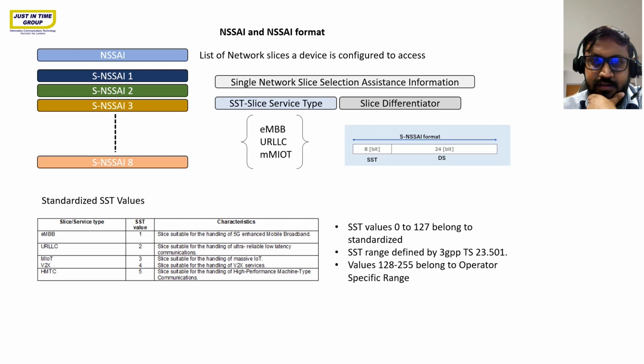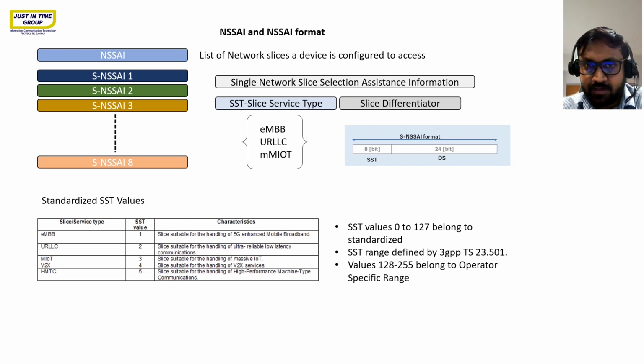In 3GPP, slice service types from 0 to 127 are already standardized, already reserved, and out of that, around 5 are already defined. So you cannot use those slice service type values if you intend to use them for a different purpose, or for your own custom requirements. And the SST values from 128 to 255 are free to use for operator specific requirements.